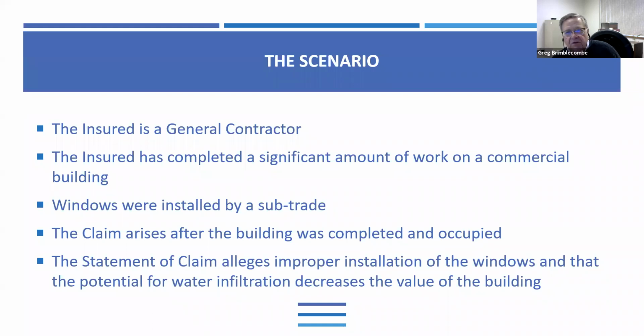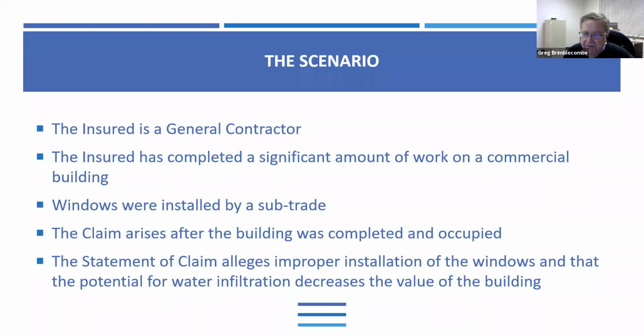So by process of elimination today, we know from our scenario that there's an allegation being made that we have property that may be less useful or less valuable as a result of an alleged wrongdoing. So we can assume we have a property damage claim that's being made. So section 1 of the policy.